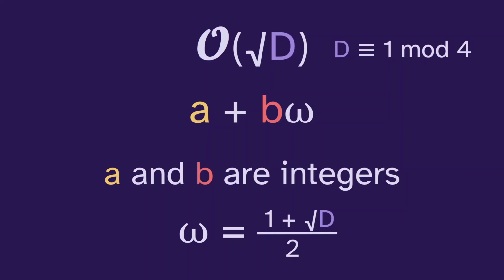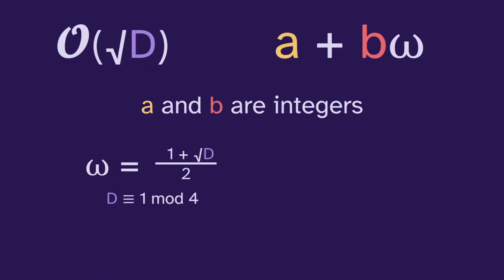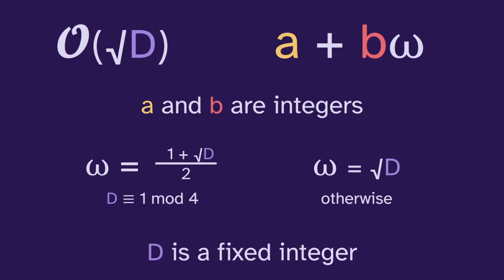And so now we can adjust the definition of all quadratic integers, O root d, to be a plus b omega, where a and b are integers. Omega is 1 plus root d over 2 if d is 1 mod 4, and omega is just root d otherwise. And then d is a fixed integer. Although we still have an asterisk here that we need to clarify.